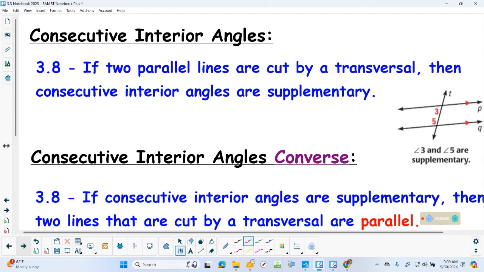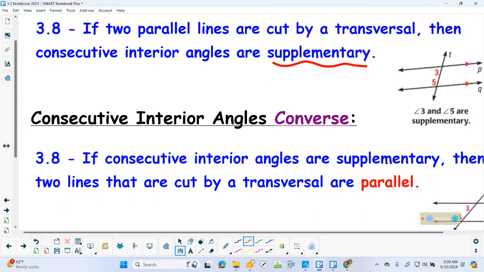That is the one that is not parallel. You know that. They're supplementary. So last week we gave you parallel lines and you knew those angles were supplementary. This week we're going to use the converse. If consecutive interior angles are supplementary, I know we're shocked, then the lines are parallel.